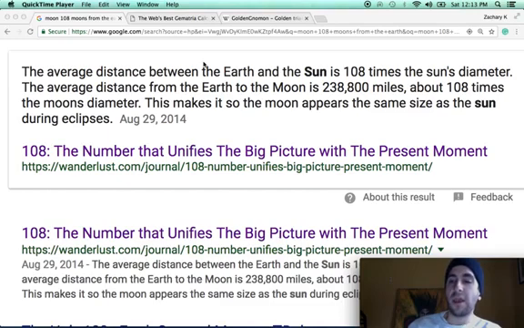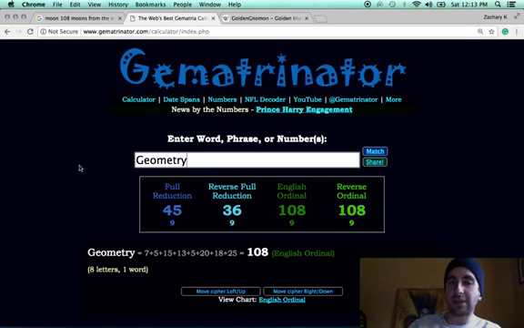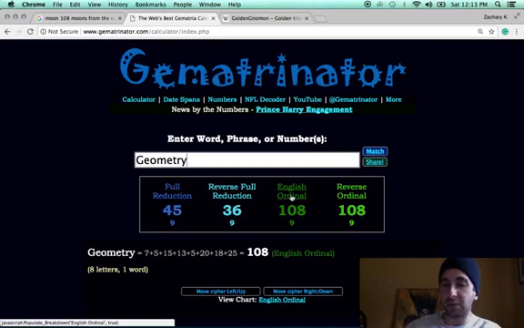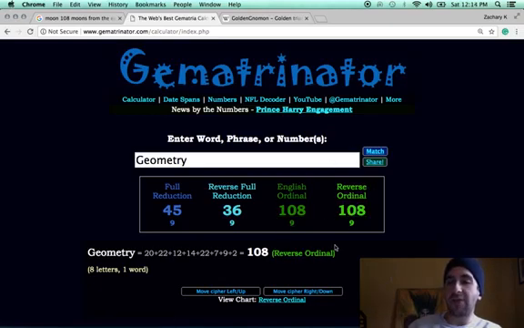And think about how in geometry you spend a lot of time drawing circles. Here we're talking about objects that orbit each other. And what's so fascinating is that the word geometry in the language of gematria sums to 108 with the alphabetic order. This is A is 1, B is 2, C is 3, D is 4, up to Z, the 26th letter, is 26. Reverse ordinal is the exact opposite. Z is 1, up to A is 26. And there's not a lot of words that have the same gematria forwards and backwards.